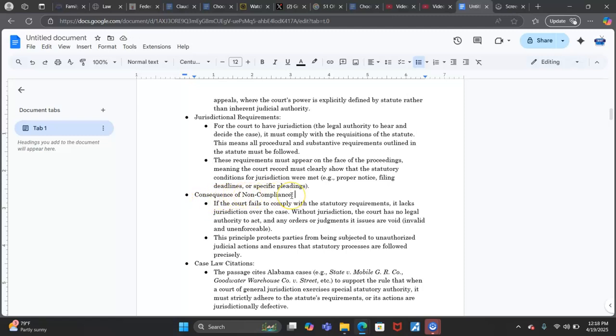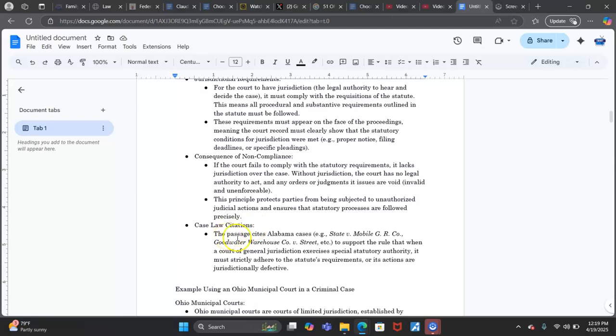Consequence of non-compliance. What happens when they don't comply? If the court fails to comply with the statutory requirements, it lacks jurisdiction over the case. Without jurisdiction, the court has no legal authority to act, and any orders or judgments it issues are void ab initio, invalid and unenforceable. This principle protects parties from being subjected to unauthorized judicial actions and ensures the statutory processes are followed precisely.